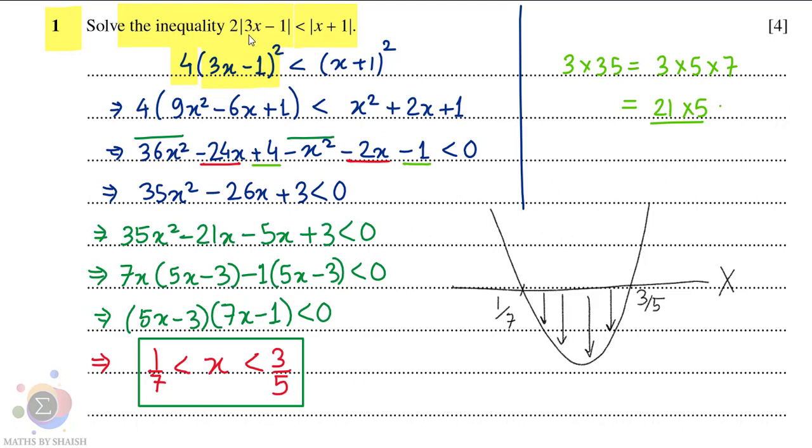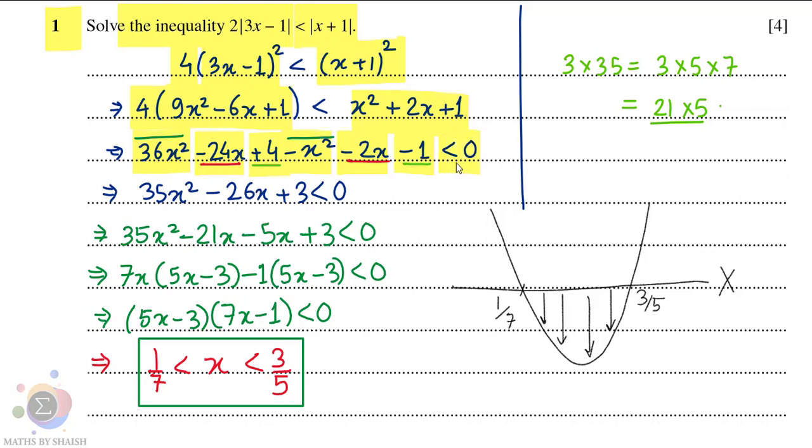So it is 4 times (3x minus 1) whole squared, and the right hand side is (x plus 1) whole squared. We open the brackets, multiply by 4, and take everything towards the left hand side. So 4 nines are 36x squared, and this x squared comes here, becoming minus x squared. Minus 4 into minus 6 is minus 24x, and this 2x came this side, becoming minus 2x. Similarly, 4 into 1 is 4, and plus 1 came this side, so it is minus 1, and this inequality becomes less than 0.